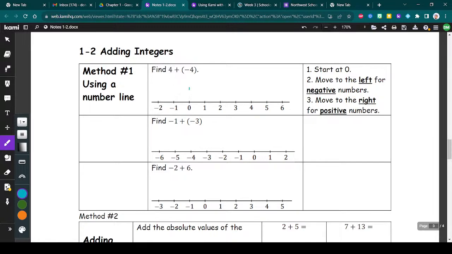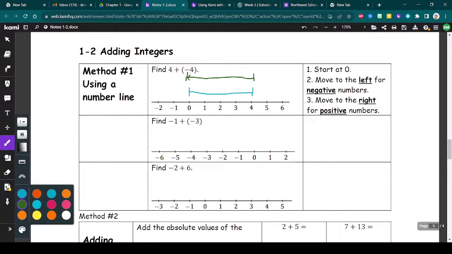So we're going to start at 0, and then we're going to move 4 units to the right because it's positive. Then, from where we just left off, we're going to move left because it's negative, and that will be 4 units as well. And so we can see here that we started off at 0, moved 4 to the right, then we moved 4 to the left, and we wound up back at 0. So what that means is that 4 plus negative 4 is 0.